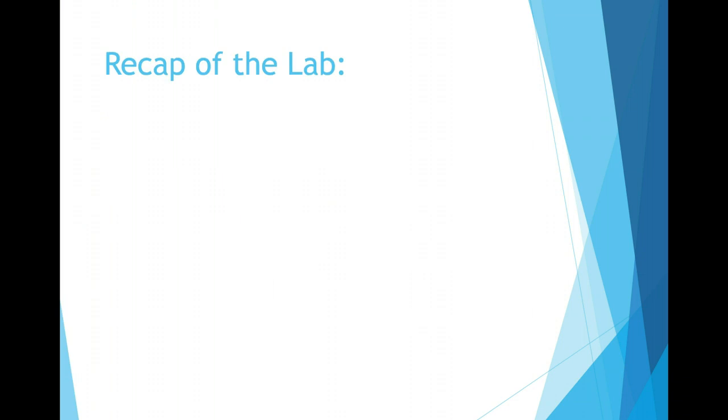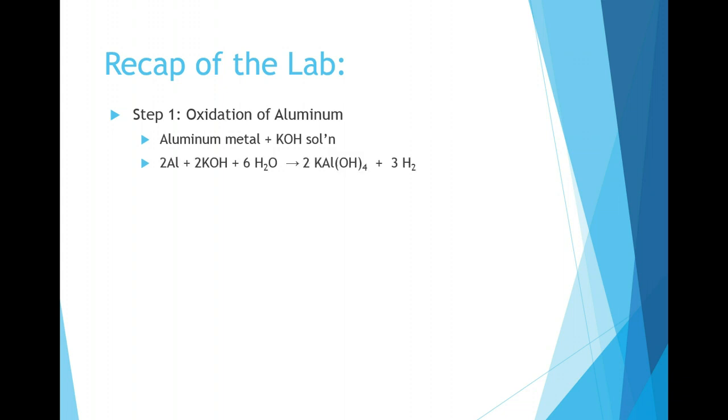A recap of the lab. In step 1, we had the oxidation of aluminum. In this step, we combined approximately 0.5 grams of aluminum metal and added 25 milliliters of potassium hydroxide solution. If you take a look at this step in the equation, the aluminum ends up becoming dissolved when it becomes oxidized, and the potassium hydroxide provides a source of the potassium ions and also the hydroxide ions that are formed as part of the intermediate product, KAl(OH)4. In the next step, we'll see those hydroxide ions go away.